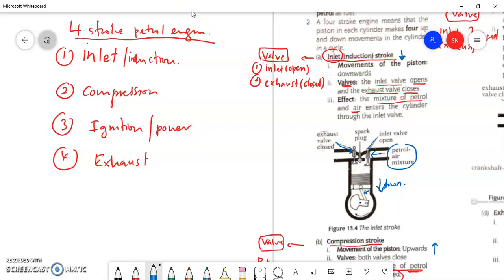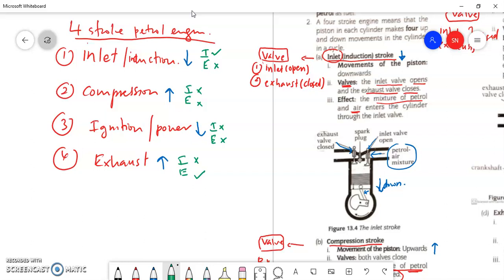Again I repeat one more time what you got to remember. Inlet stroke, the movement of piston downwards, compression up, ignition down, exhaust up. Then the second thing you got to remember is the valve. I'm going to use short form. We have 2 valves, inlet valve and also exhaust valve. So for the first one, inlet open, exhaust close. This one all close, close, close. Last one, inlet close, exhaust open.